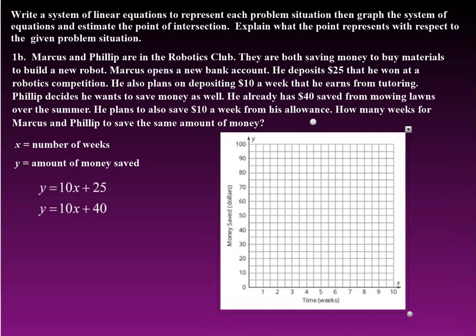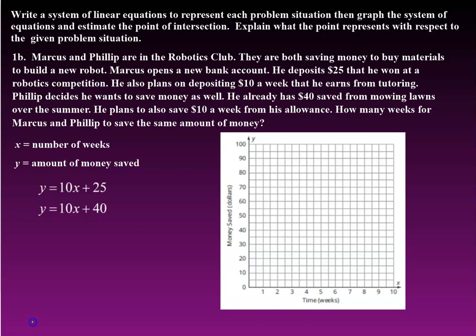Write a system of linear equations to represent each problem situation, then graph the system of equations and estimate the point of intersection. Explain what the point represents with respect to the given problem situation. So you'll notice that this is the same problem as 1a, where we defined our variables and already wrote the equations. So we are now going to solve that problem. That's why this is part B.